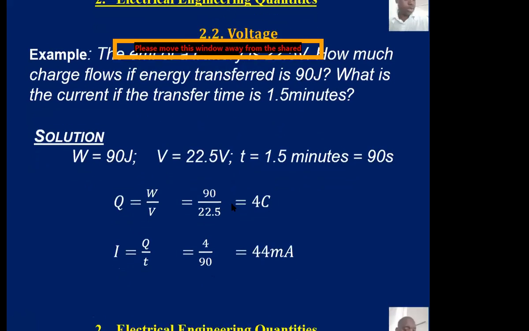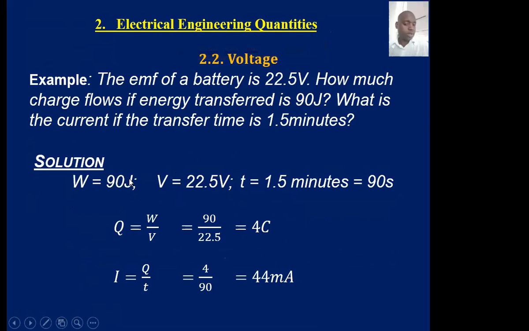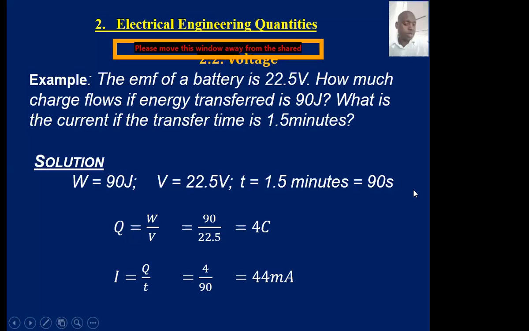So what I normally do is I would first state the quantities which are given in their respective symbols. So say W is given as 90 joules. I'm saying the work done is 90 joules. V is 22.5 volts, so the EMF is 22.5 volts. T is 1.5 minutes, which is 90 seconds. The reason why I use 90 seconds is because the SI unit of time is the second. So you'd rather convert that to seconds before you start calculating.